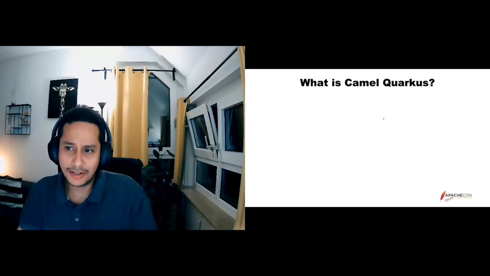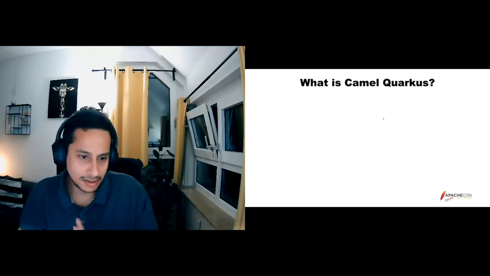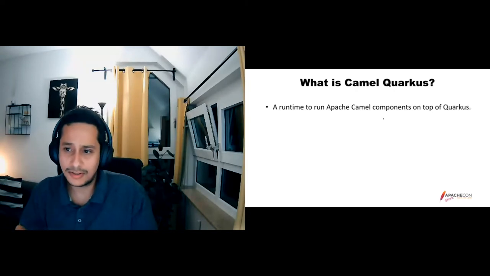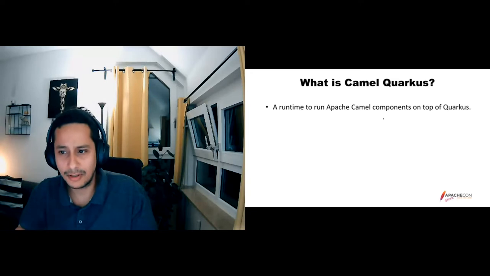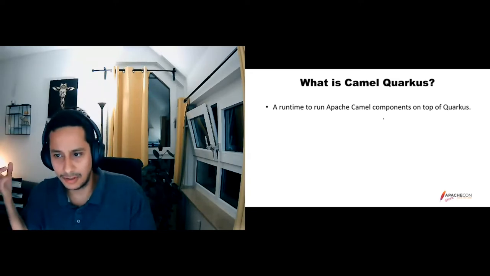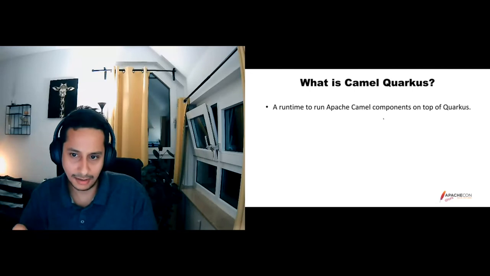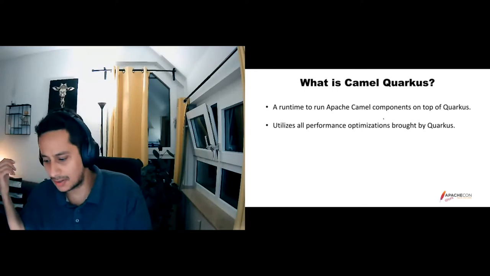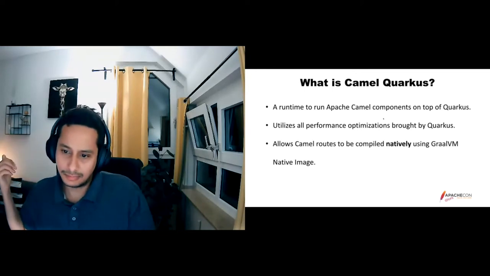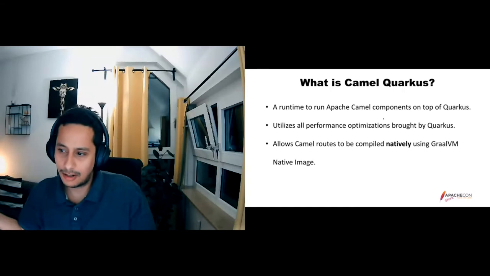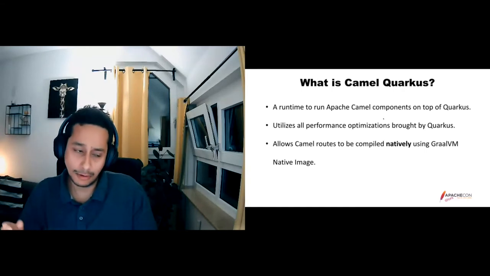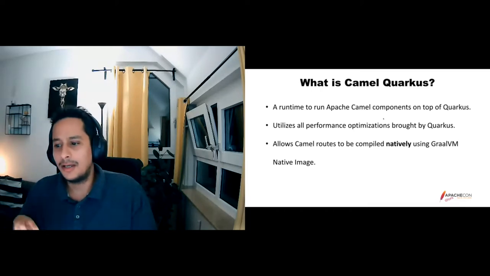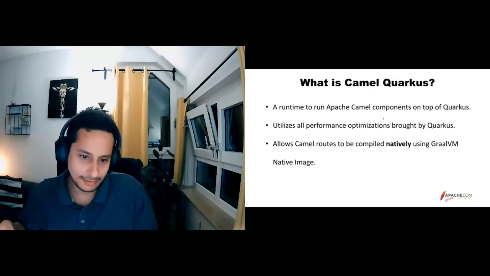And because of it, in Camel we want to utilize this. So we said, okay, we have to utilize this, and it is very impressive. So the Camel Quarkus project was born to utilize the Quarkus runtime to run the Camel components and Camel routes. Meaning that you get all the goodies out of Quarkus, like all the performance optimizations and the ahead of time compilation that Graal and Quarkus bring us, and have our Camel Quarkus routes run very, very fast, and make them run in a cloud native friendly world now.